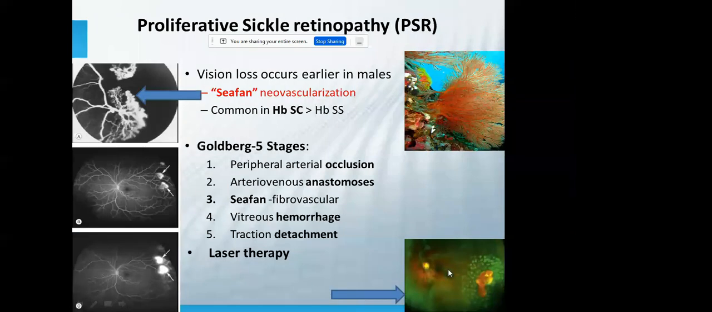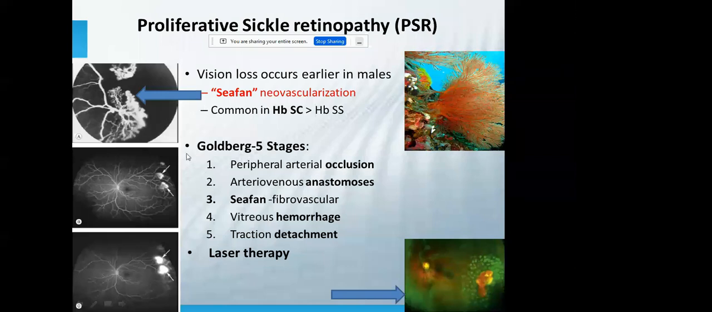What happens in proliferative sickle cell retinopathy? Very easy. There's neovascularization. In this case, it is called sea fan neovascularization. You can see on my top right, this plant, is it an animal or a plant in the ocean? This is what it looks like. So the pattern of the new vessel looks like a sea fan.